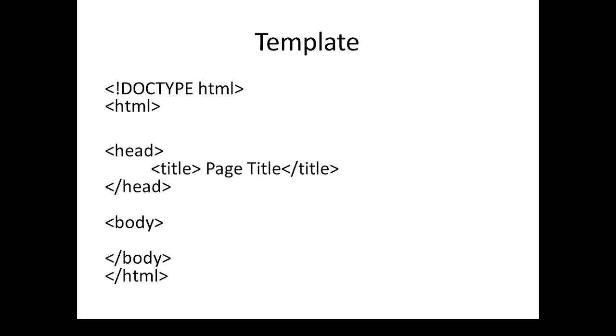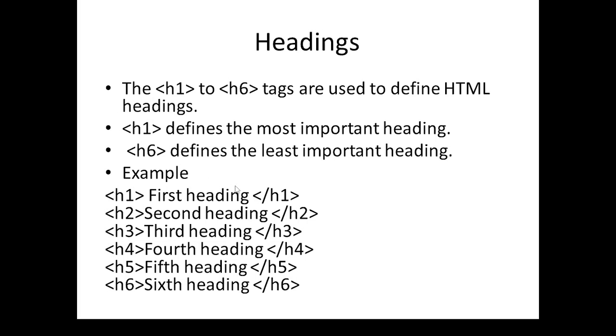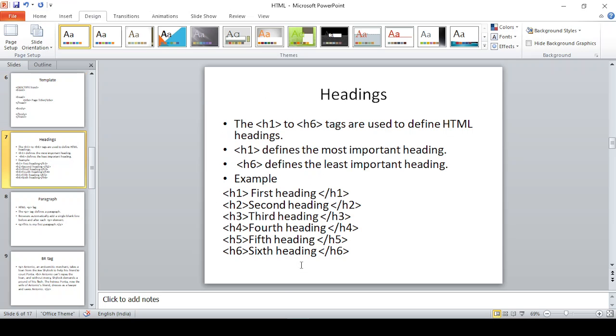After the template, heading comes. There are 6 types of headings. The H1 to H6 tags are used to define HTML headings. H1 defines the most important heading and H6 defines the least important heading. This is the example. H1, H2, H3, H4, H5, H6, whatever heading you choose, you just mention here, and then you have to close this heading tag.